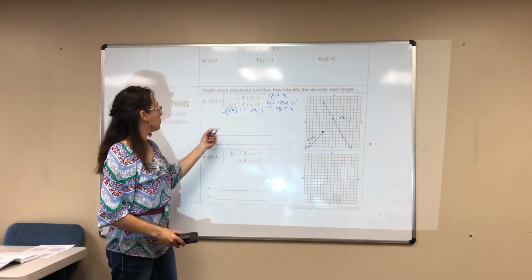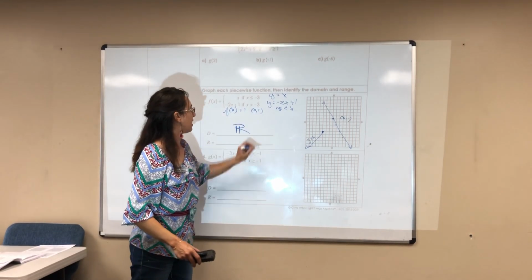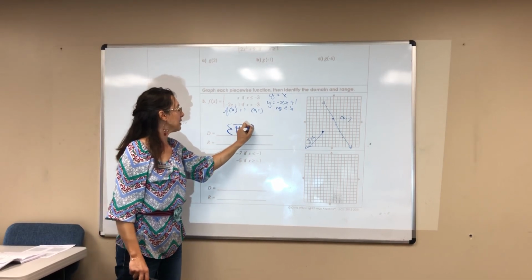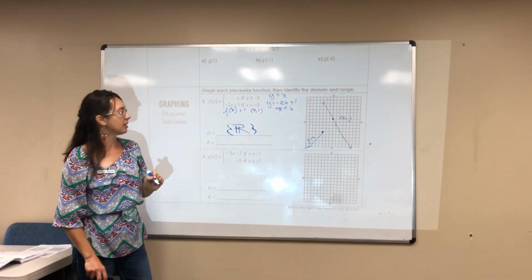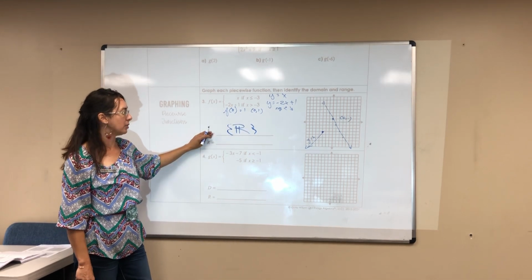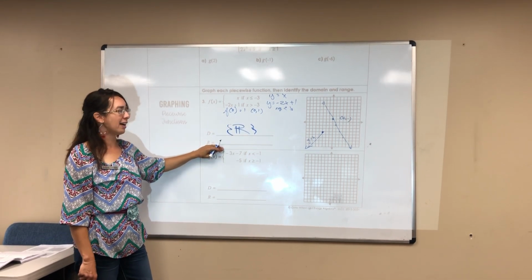All reals. Remember we write all reals with that R with the double line? And we put it in set notation, so that has the little brackets for it. So our domain is all reals. Now, what y values are used up?